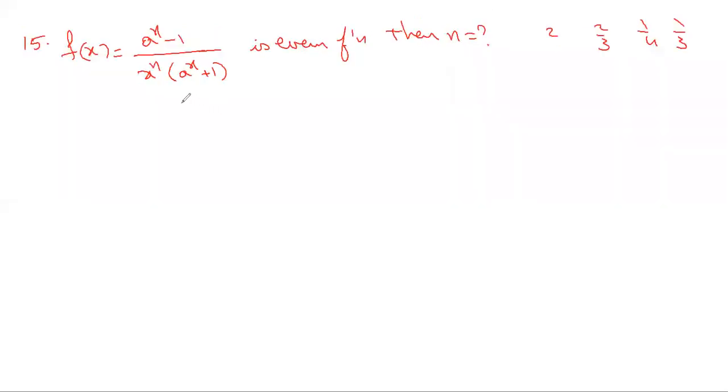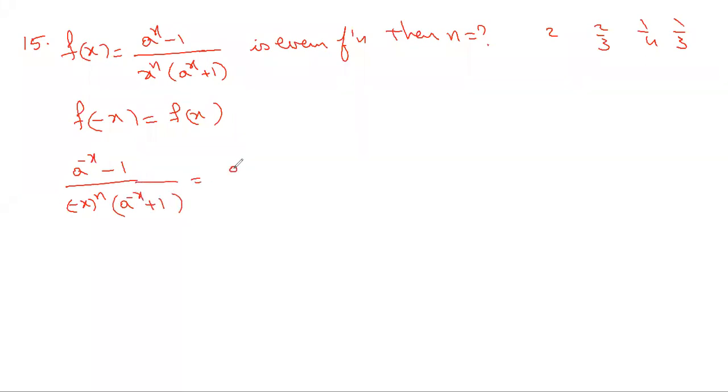So they are only given that this is an even function. Automatically f of minus x equal to f of x. That is, (a power minus x minus 1) by (minus x) power n into (a power minus x plus 1) equal to (a power x minus 1) by x power n into (a power x plus 1). That's the meaning of it. So we write a power minus x as 1 by a power x.